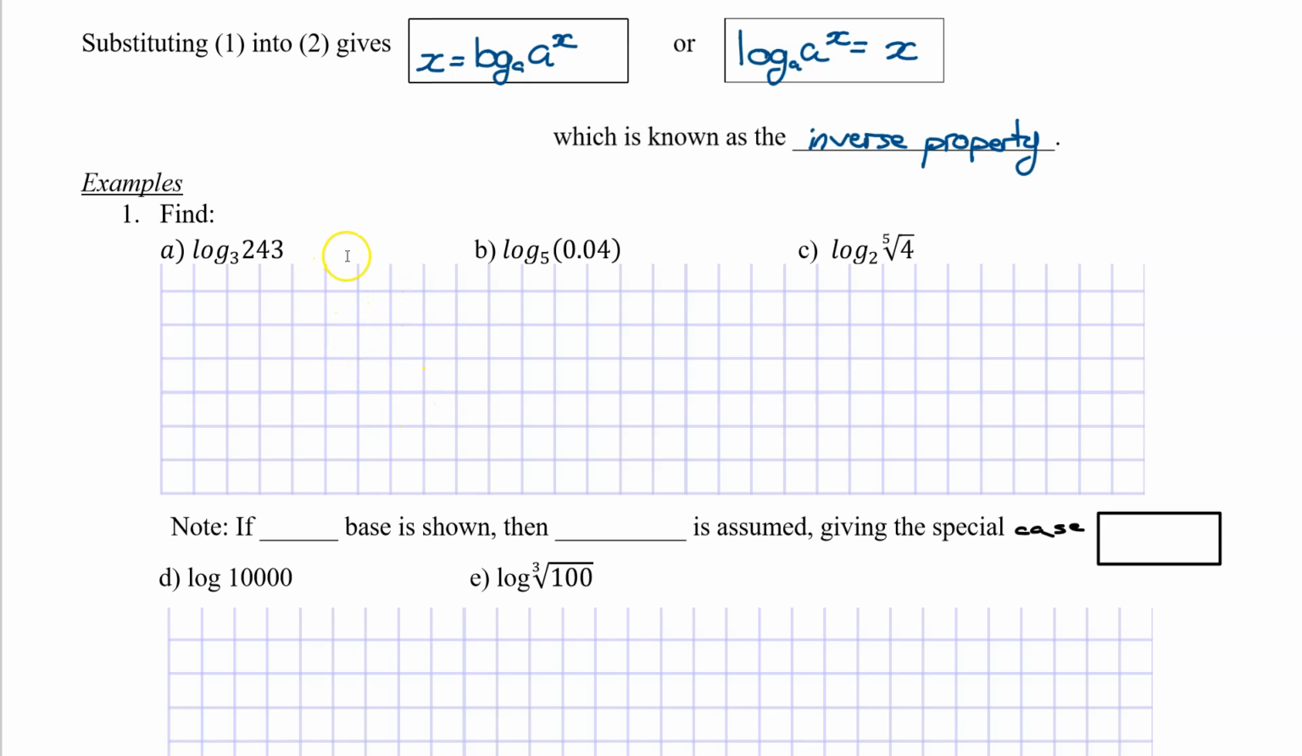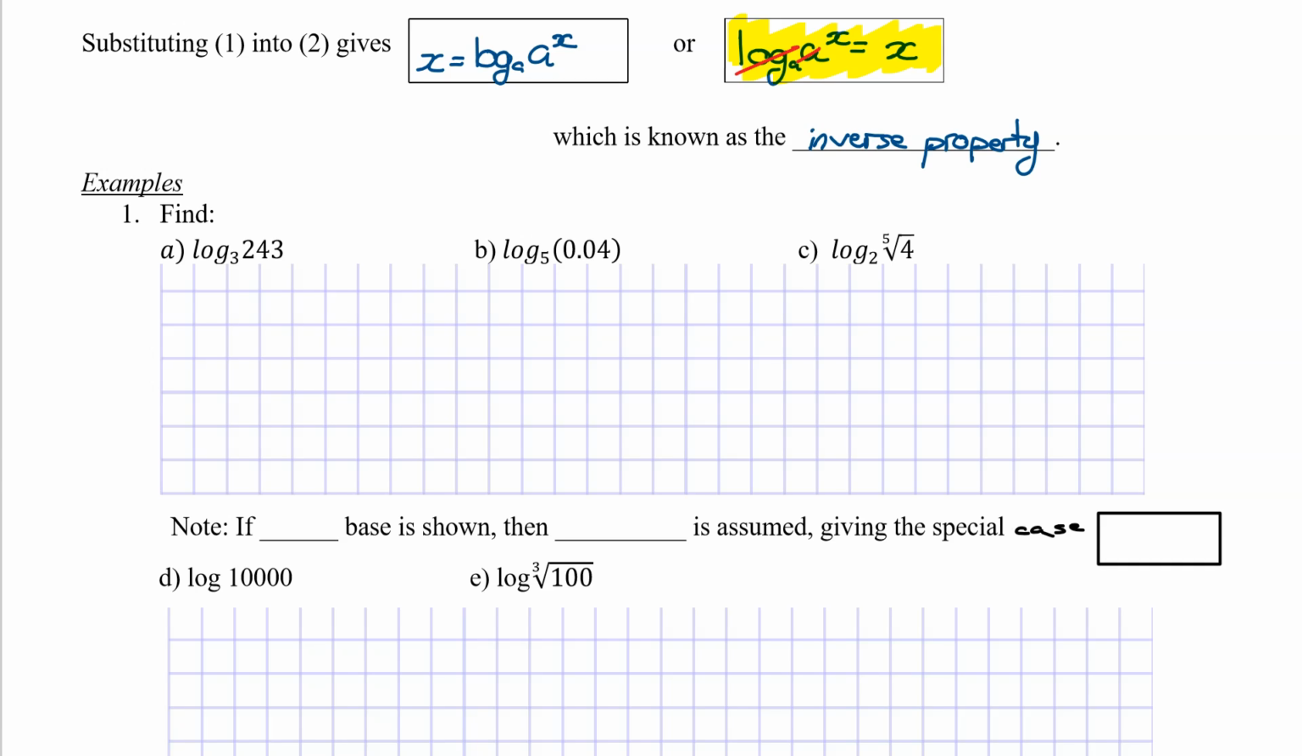Now, to do these particular problems, we're going to rely on the rule that we established at the end of the last video. So substituting 1 into 2 gives x equals log base a of a to the power of x, or we can say that log base a of a to the power of x is simply equal to x. So a log of base a cancels out a base of a. So this rule right here. The log a cancels the a and we're simply left with the x's.